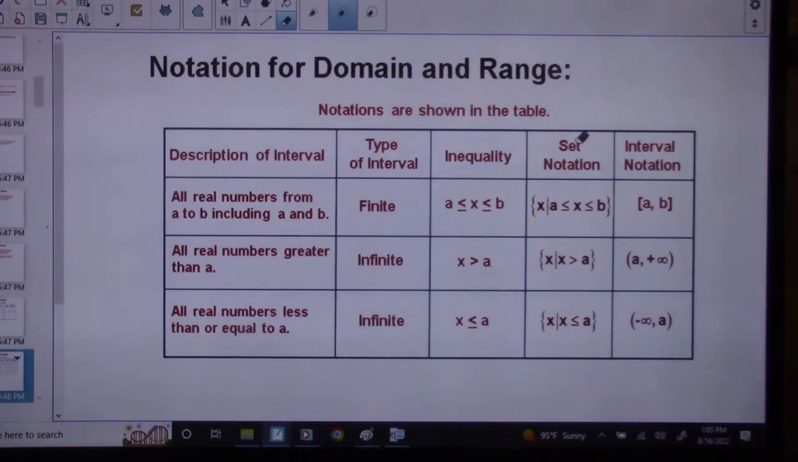One thing we haven't talked about in detail yet is set notation and interval notation. So these two right columns might be the first time you've seen those things. We're going to gradually explain what they are, so don't worry about it.